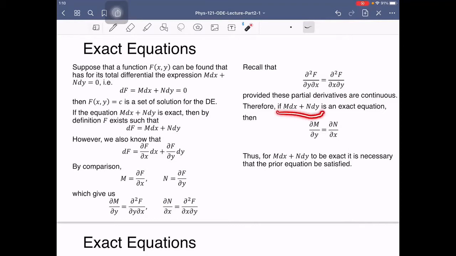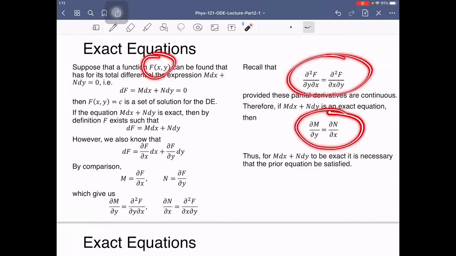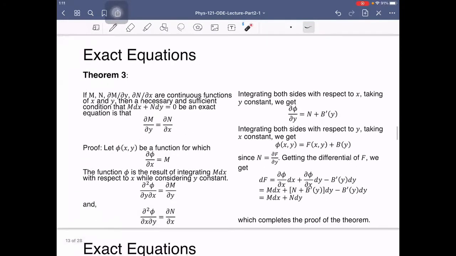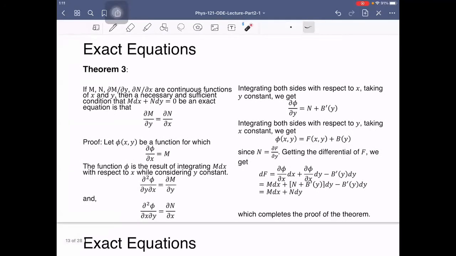Therefore, if this expression, m dx plus n dy is an exact equation, then itong nakuha natin, which is yung partial of m with respect to y and partial of n with respect to x, are equal. Okay? So, ang ibig lang sabihin nito, for this expression to be exact, it is necessary that the prior equation be satisfied. So, kailangan ipakita mo na equal ito bago mo masabi na exact itong expression. Alright? Okay?